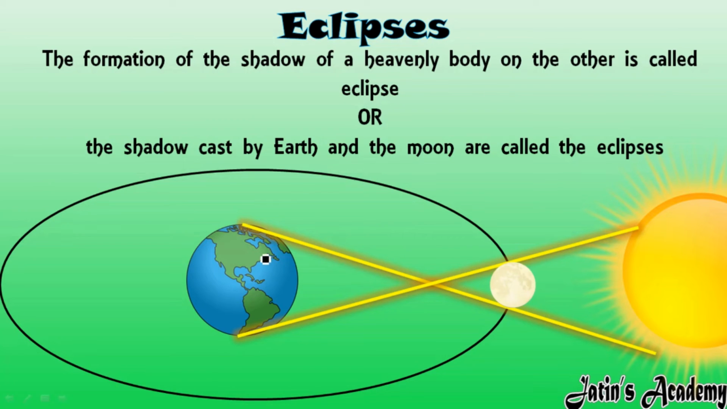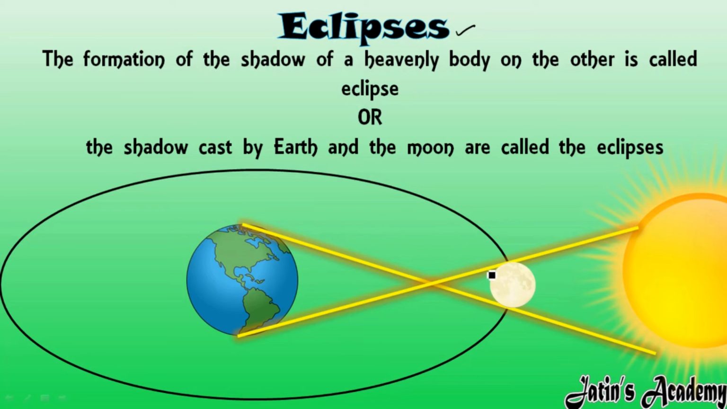Whenever the sun, moon and earth come in a straight line, see carefully, for example when the moon is coming in between the earth and the sun. Here the sun is acting like a source of light. So whenever an opaque object is between the source of light and the screen, obviously the opaque object is going to cast its shadow on the screen. So in that case, what forms? In that case eclipses are formed, or you can say the shadow cast by the earth or the moon is known as eclipses.